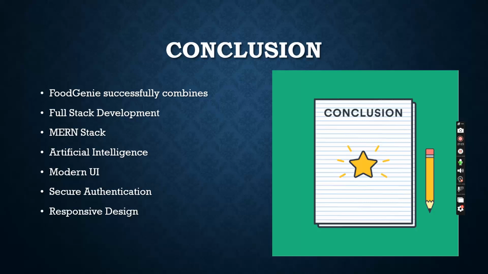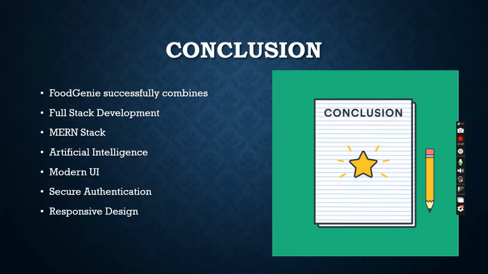A primary goal of this project was to combine modern web technologies with artificial intelligence to create a smarter and more efficient food ordering experience. Throughout the development process, the lectures, and the assistance from the mentors, I gained practical experience in both front end and back end development.